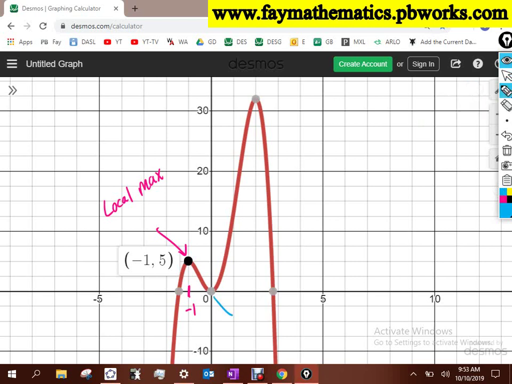This point here would be a local minimum. That point there would be a global maximum. It's, I don't know, 30 something, but it's the largest y value on the entire graph, right? Now, the other example we did had an absolute maximum and also had an absolute minimum, right? Does this one have an absolute minimum?